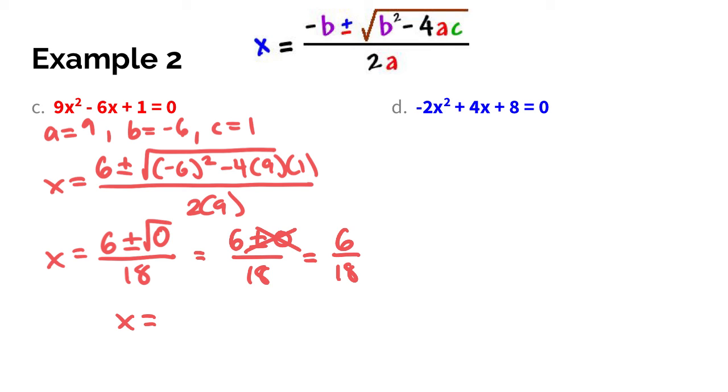Well, 6 divided by 18 is going to be 1/3. Not a nice whole number, but it is a fraction. It is okay. So here, the only solution that would work in this problem is 1/3. I would only have one answer.